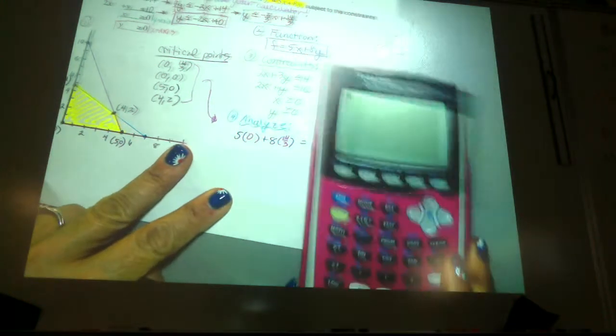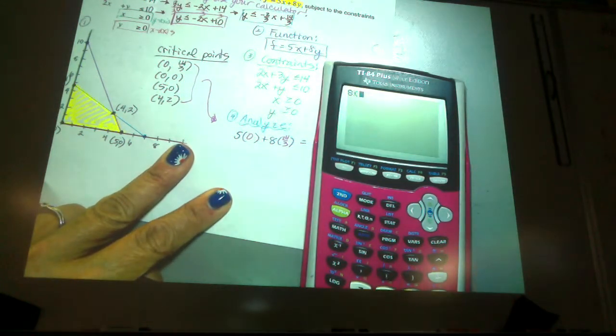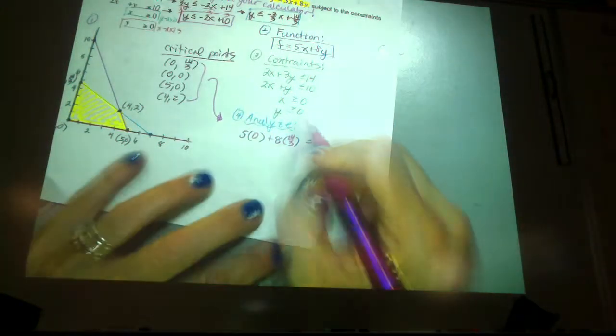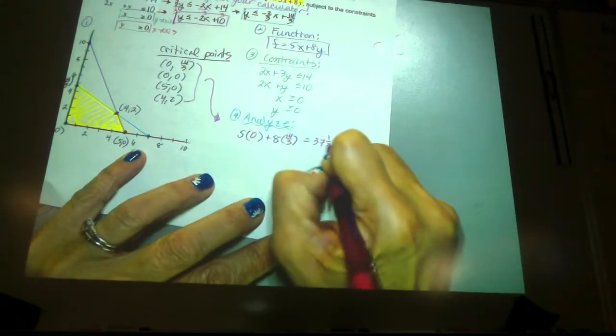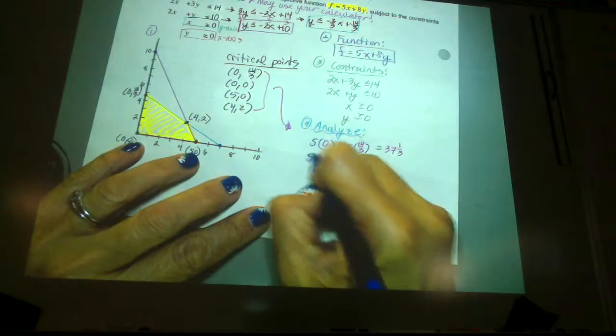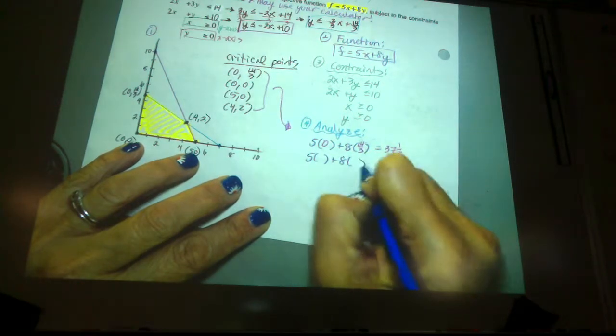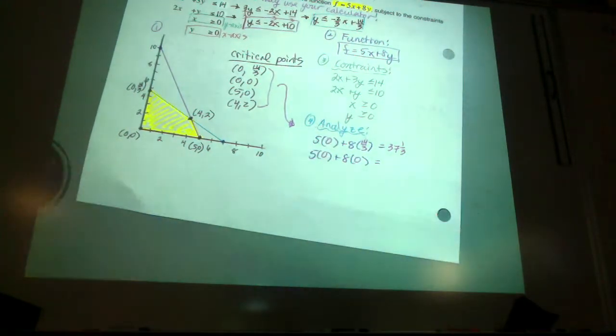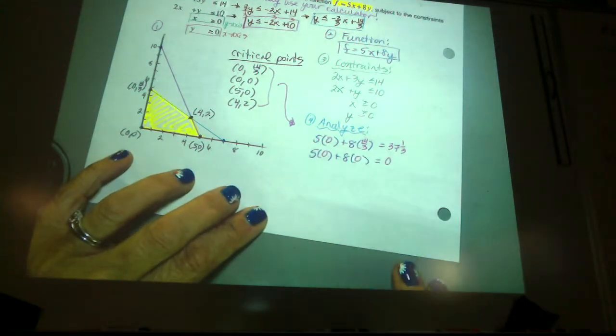So use your calculator. We know what 5 times 0 is. Then 8 times 14 divided by 3. That's 37 and what? 1/3. So that's 37 and 1/3. And then do it again. 5 times x plus 8 times y. But use the next ordered pair. So the next ordered pair is 0, 0. And that gives you a value of 0, right?